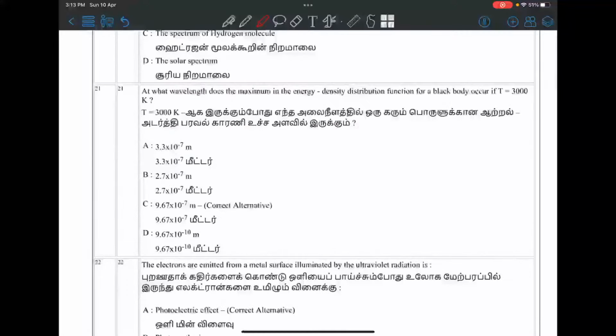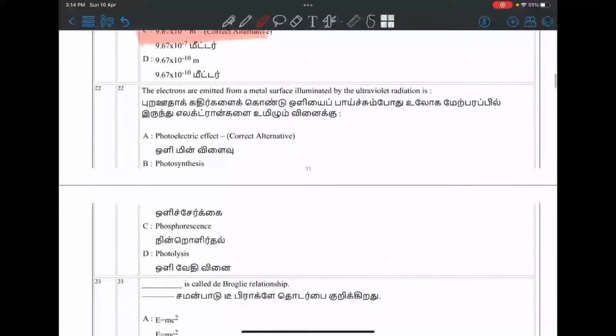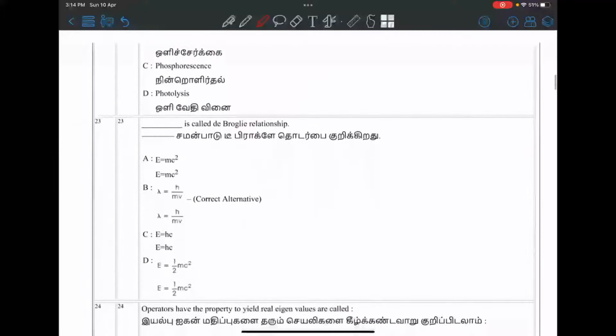Next question, at what wavelength does the maximum in the energy density distribution function for the black body occur if temperature is equal to 3000 K? இதுக்கு ஆப்ஷன் பார்த்தீங்கன்னா 9.67 into 10 power minus 7 meter. The electrons are emitted from a metal surface illuminated by the ultraviolet radiation is photoelectron. Next one, dash is called de Broglie relationship. Lambda is equal to h by mv.